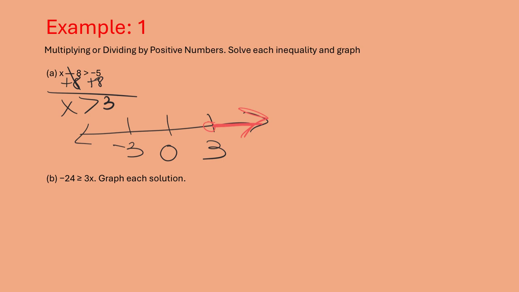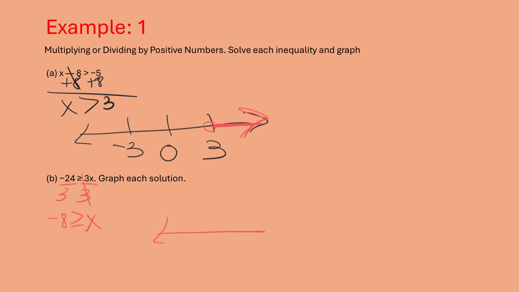B is actually what we're having: negative 24 is greater than or equal to 3x. That 3x, does it mean that it's multiplication or division? Multiplication. And what's the inverse of multiplication? So what are we going to divide by? 3. So we could leave X on its own, right? And what's negative 24 divided by 3? Negative 8. So negative 8 is greater than or equal to x.